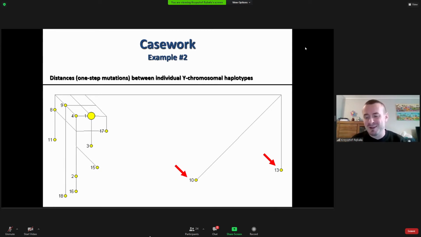So just remember that maybe historically they are related. They come from the same paternal lineage, but something happened. We do not know when, that the Y chromosome changed in the family. So remember that DNA does not tell us about such events.